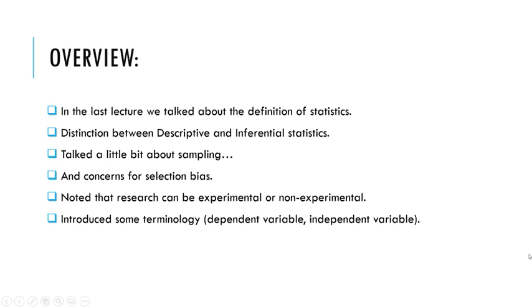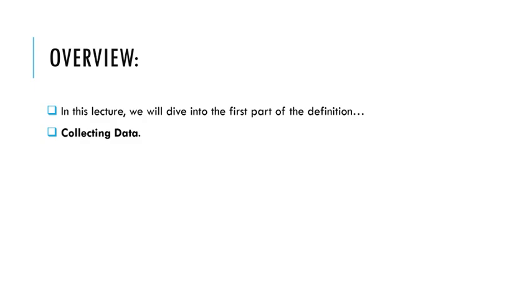Then we introduced some terminology, dependent variable, independent variables, things that we're going to need to have in our toolkit as we continue in this class. And we wrapped up by talking about ways data and statistics were used and are used in the real world and how they affect our lives. So now we're moving on to talk about the first part of the definition of statistics, and that's collecting data. Now, we're going to cover some definitions in this particular lecture that we're going to use throughout this class. So we're going to be adding to our vocabulary, and so it's going to be important that we keep a running note of all of the new terms that we've added.